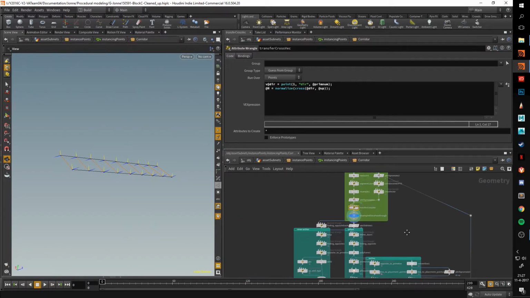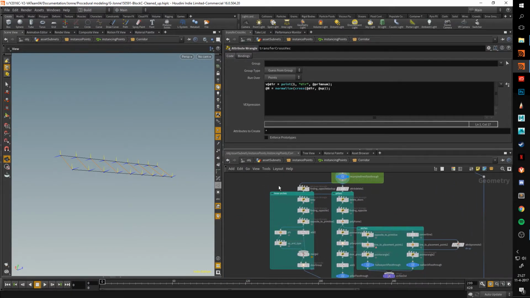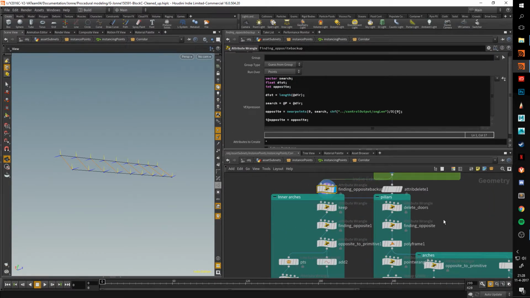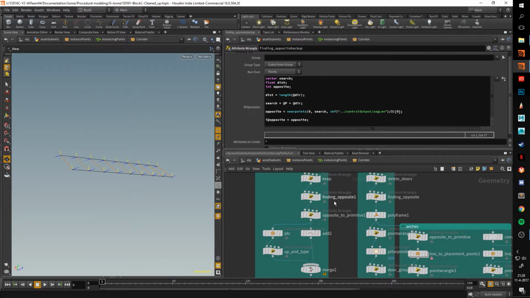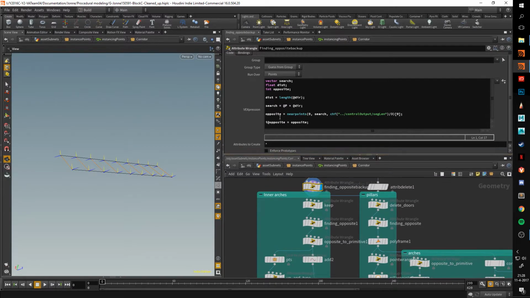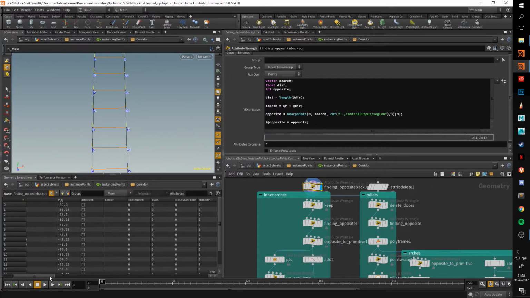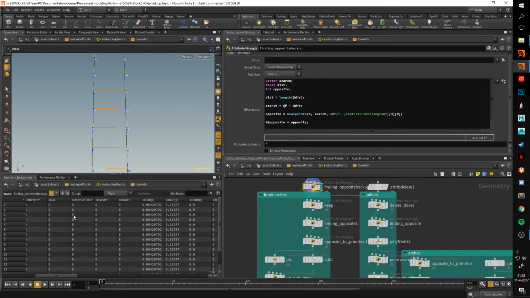So from here, it kind of splits into multiple parts. I guess we'll go from left to right. First thing I do is make the inner arches. Now this place uses a lot of VEX, but they're all very small scripts to just process data quickly. So what I do here is I find the opposite point. Right now these are similarly sized lines, and they all have opposite points. In this case, I use the length vector, or the direction vector. So if you go to the left here a little bit, let's see, yes.